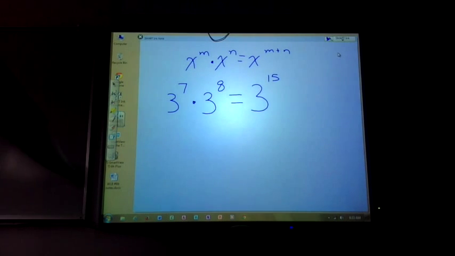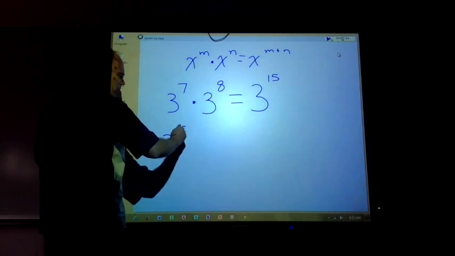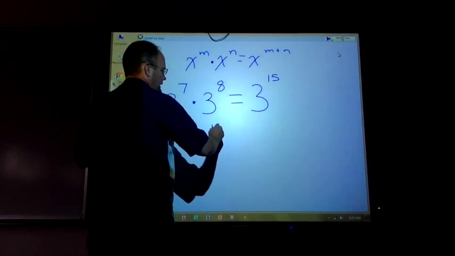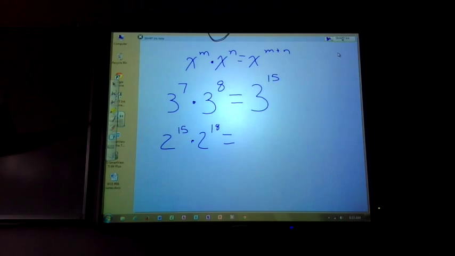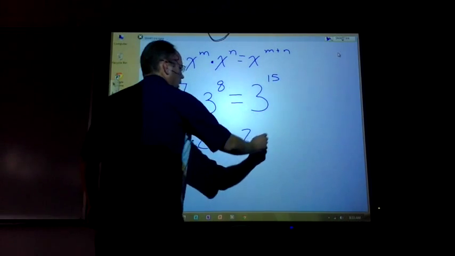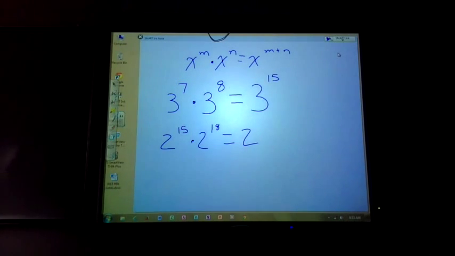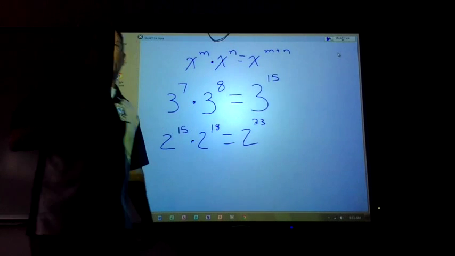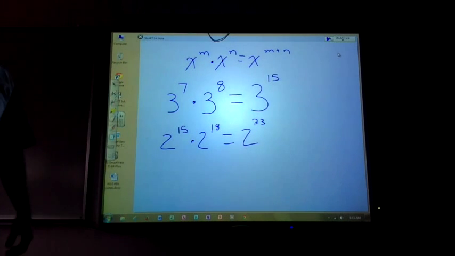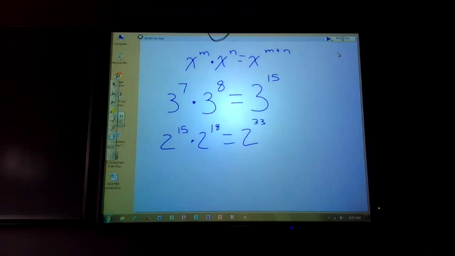Okay, Mr. Summers, 2 to the 15th times 2 to the 18th. What do you think? What's my base, first of all? 2. 2 is the base. Everyone get that? Yes. And then what am I going to do with 15 and 18? Add them together. So 15 plus 18 is, I believe, 33. Is that right? Yes. Now, if you were to use a calculator, 2 to the 33rd power might be too big of a number. Heck, 3 to the 15th might be too big of a number.